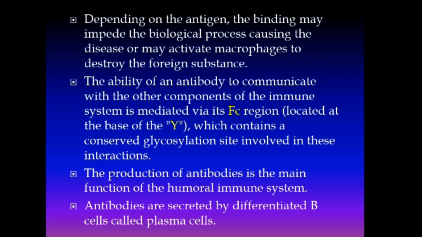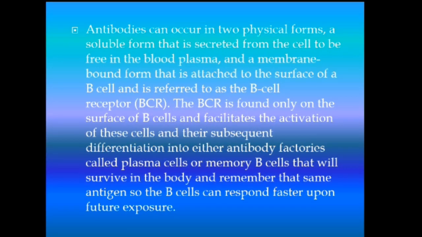The production of antibodies is the main function of the humoral immune system. Antibodies are secreted by differentiated B cells called plasma cells. Antibodies can occur in two physical forms: a soluble form that is secreted from the cell to be free in the blood plasma, and a membrane-bound form that is attached to the surface of the B cell and is referred to as the B cell receptor (BCR).